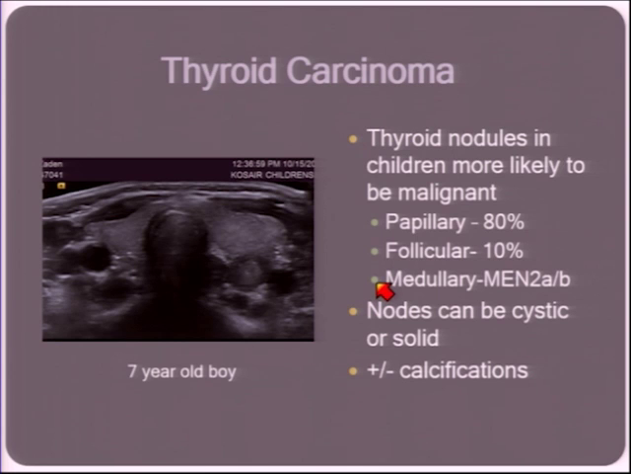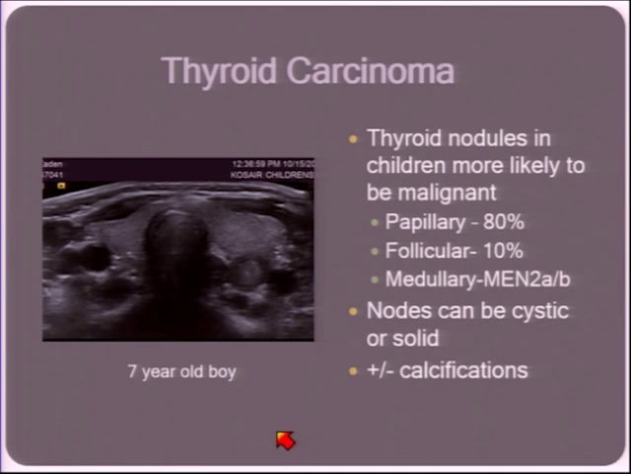If you see a medullary carcinoma in a child, it's almost always in association with one of these autosomal dominant multiple endocrine neoplasia syndromes type 2. Often they have nodal disease at presentation, and these nodes can be cystic or solid, and you may see calcifications in the tumor or in the nodes, especially in the papillary subtype.